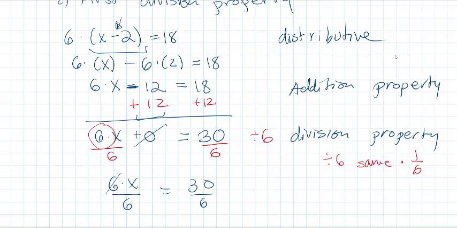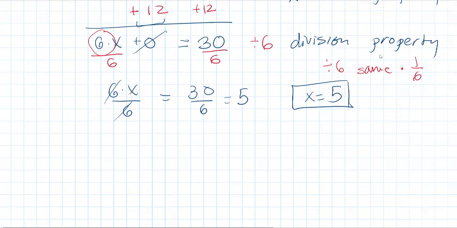30 over 6. The two 6's here cancel, right? They contract. 6 over 6 is just 1, and 30 over 6 is 5. So 30 divided by 6 is 5, and we get x equals 5. Now, the next step is to really check our result, right? We check by substitution.